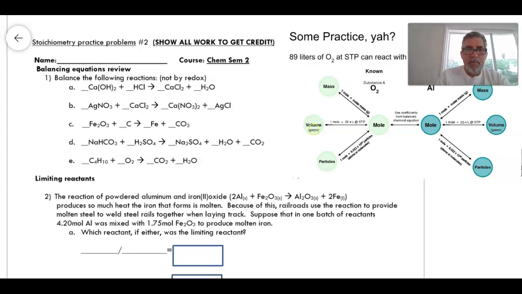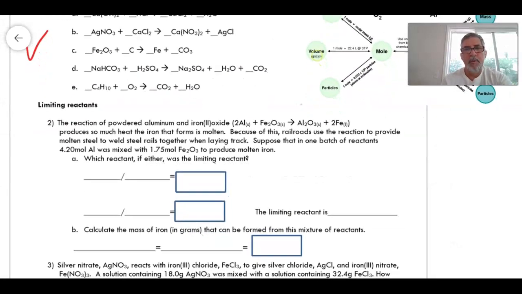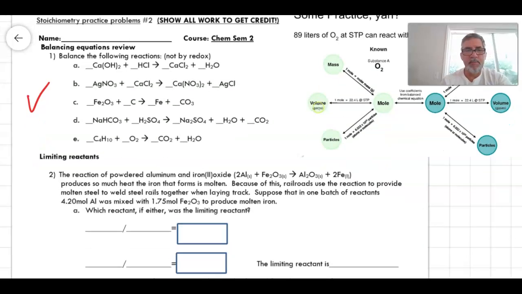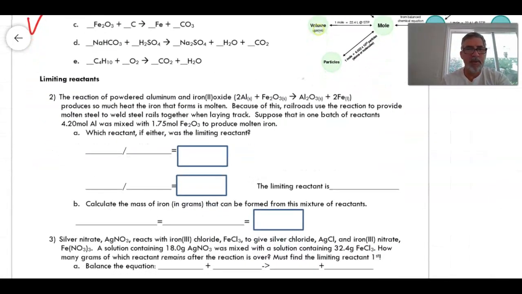Alright, so I'm going to help you with solving limiting reactant and percent compositions. So the first part of the homework is balancing. You know how to do that, so I'm not going to go through that again. Up here in the corner I posted the roadmap, so we'll refer to that when we need it.